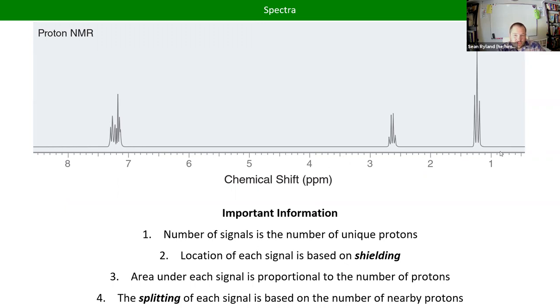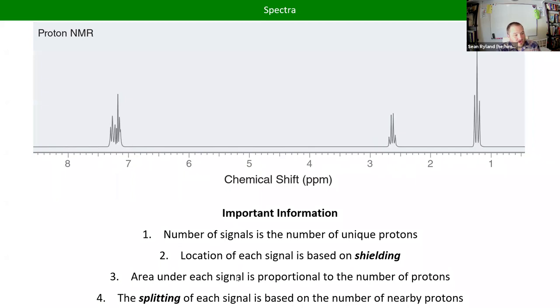And that amount of energy is going to be dependent on how shielded, how many electrons there are surrounding that fermion. So we can look at chemical shift as basically how much electron density is around those fermions. And the further to the left they are, that's more deshielded, which means that there's less electron density around them the further they are to the left.